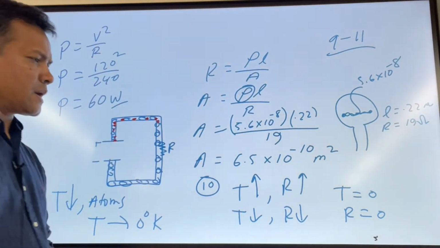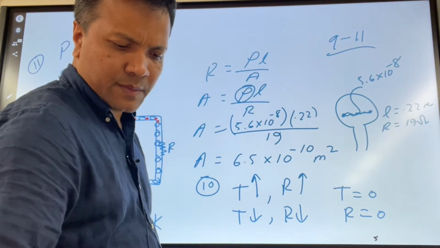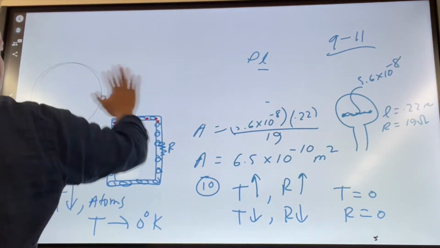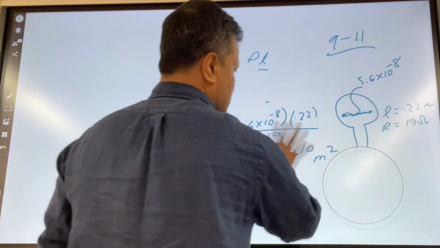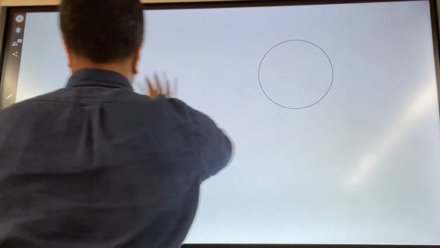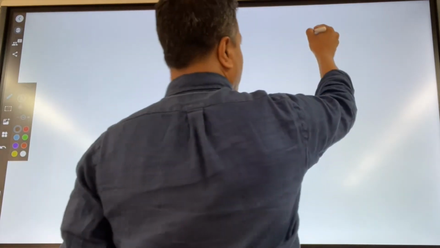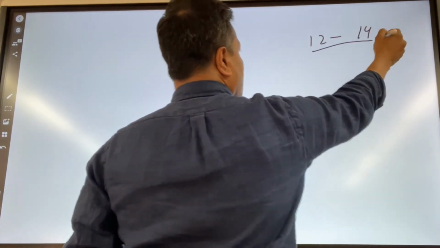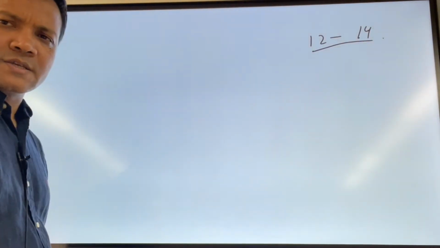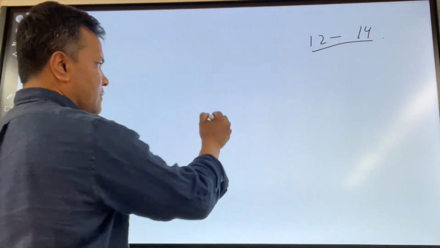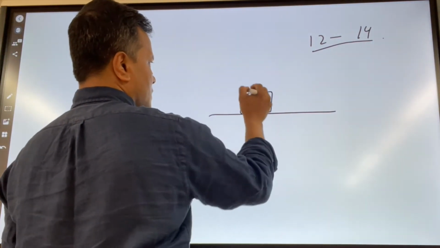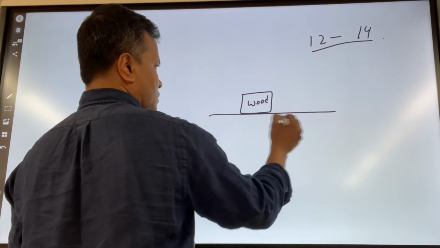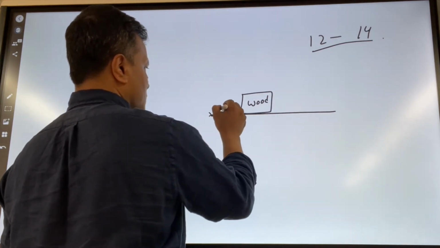Alright, okay. Now we're going to solve problems number 12, 13 and 14. Problems 12 to 14 have to do with mechanics. So what I have is basically wood over wood. This is also made of wood.